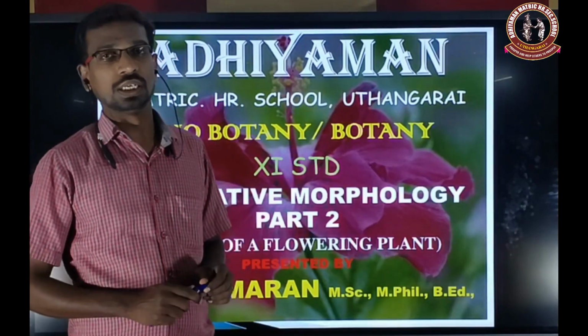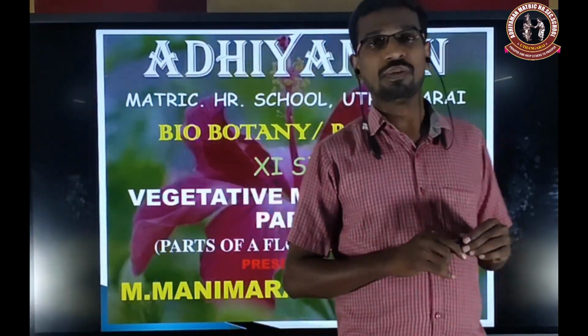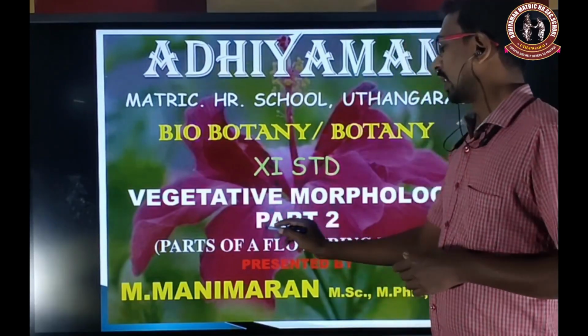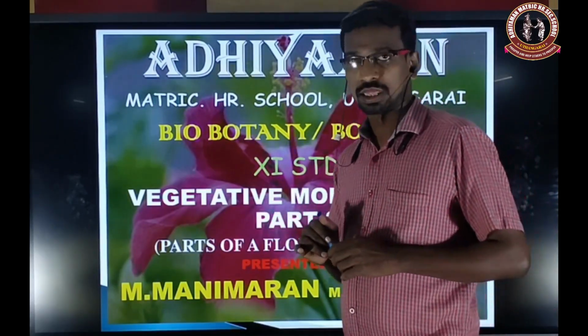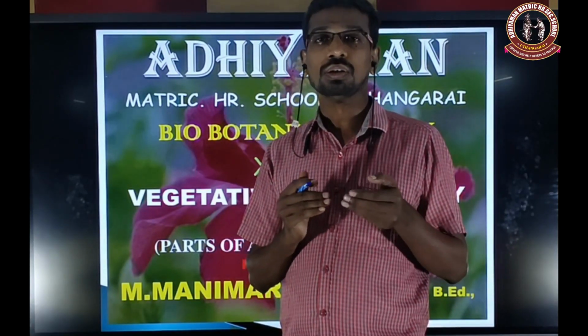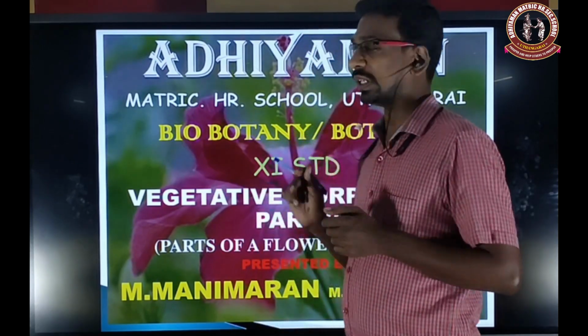Today we are going to see the vegetative morphology. In this chapter, we are going to see the parts of flowering plants. The first part is the root. Regions of the root are also discussed in this video.